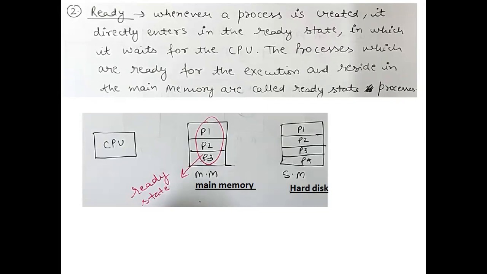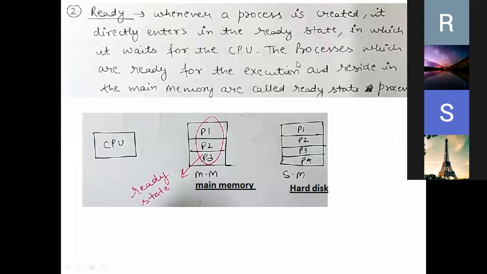Whenever a process is created, it directly enters the ready state, in which the process will be waiting for a CPU. Yet the process is not getting the CPU. The particular process has not been allotted the CPU. Hence, the process is still in the ready state. The processes which are ready for execution and residing in the main memory are called the ready state of a process.